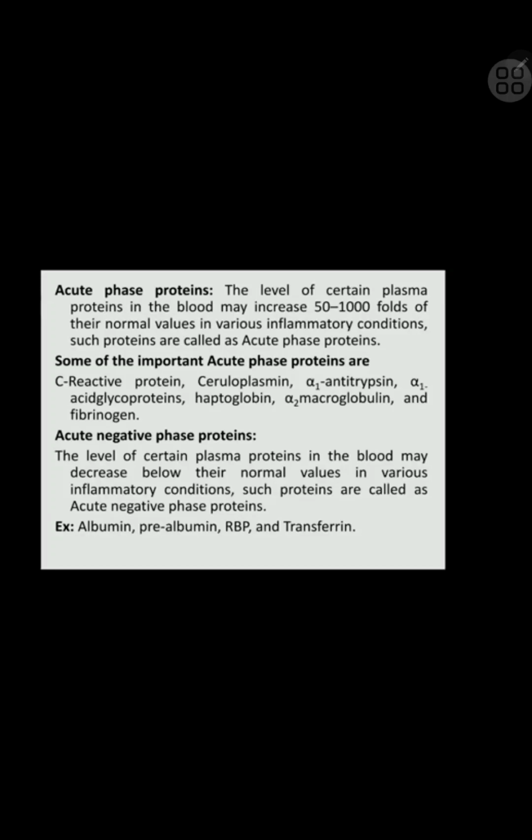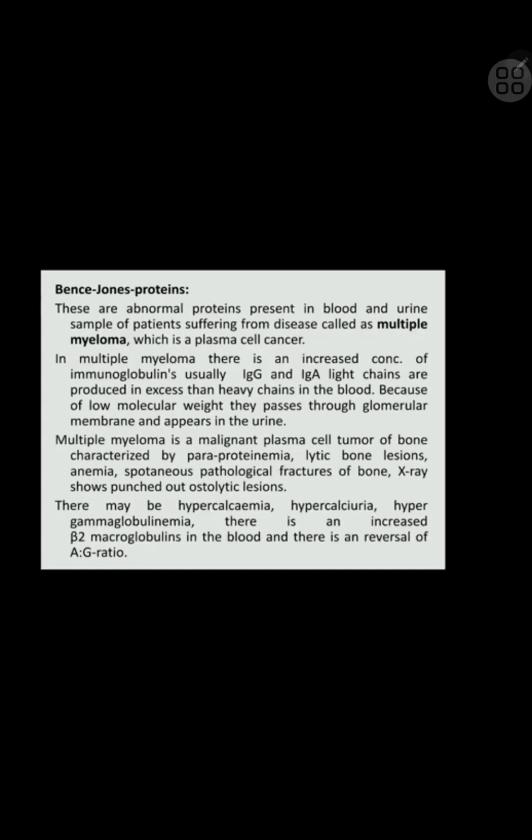Coming to acute negative phase proteins, the level of certain plasma proteins in the blood may decrease below their normal values in various inflammatory conditions. Such proteins are called acute negative phase proteins. Examples for acute negative phase proteins are albumin, prealbumin, retinol binding protein, and transferrin.